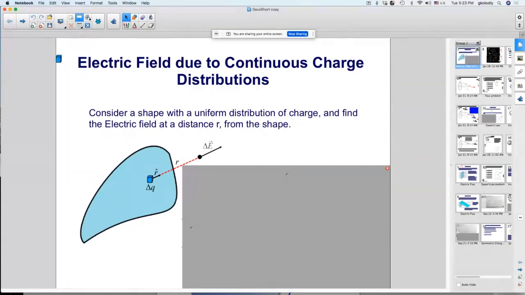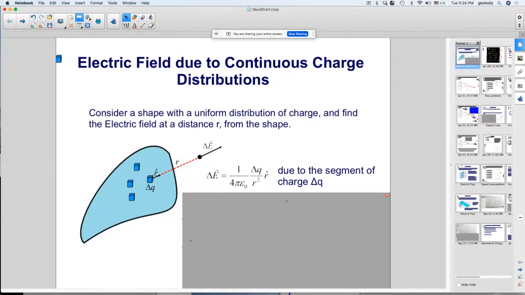But how do we find the total? If there are more charges here, how do we find that? In other words, this could be made up of many of these charges. Here's another one, here's another one. We do the same thing: we go to some point and we add up all those charges.